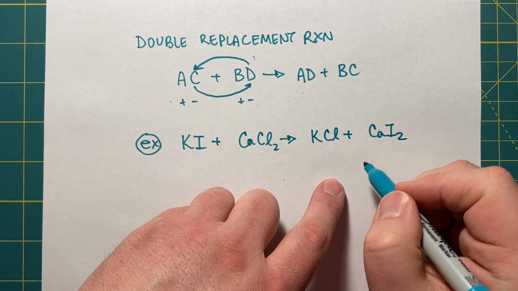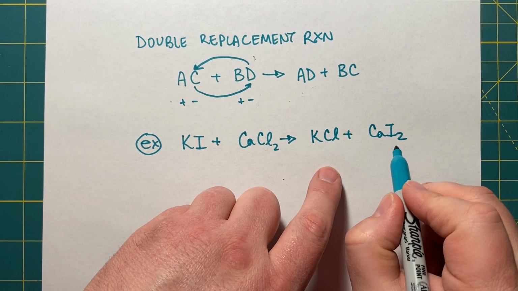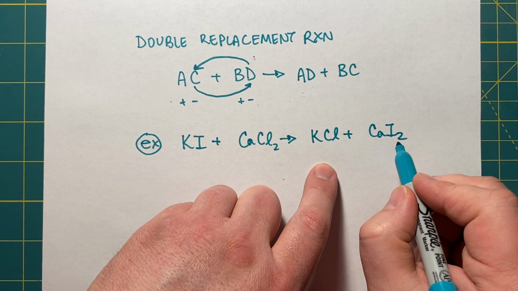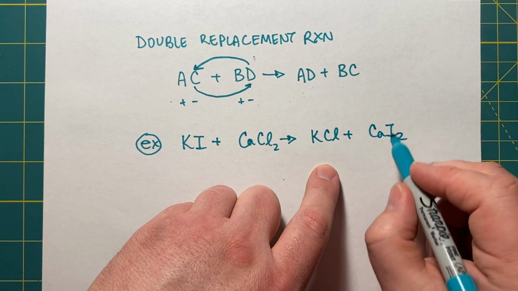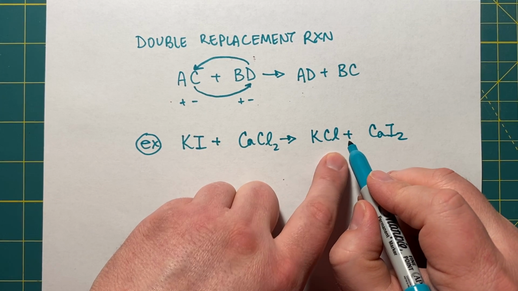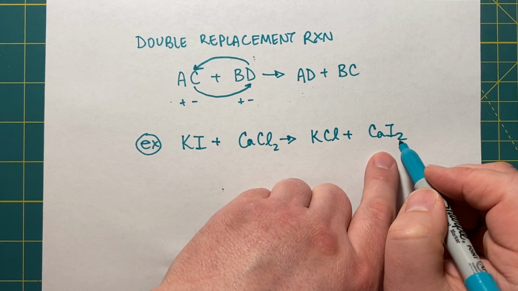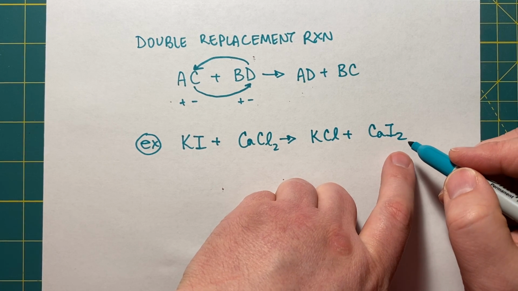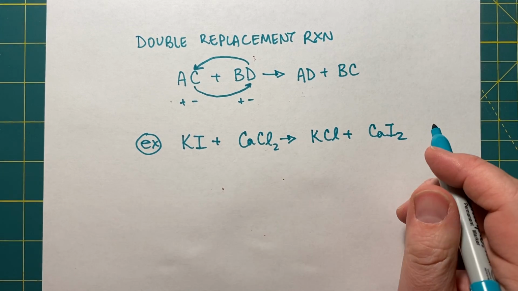Just a reminder that when you are combining ions into ionic compounds, you always need to look at the charges to know how many of each to include in the formulas for the compounds. For example, potassium is a 1 plus and chloride is a 1 minus, so it takes one of each to achieve a neutral charge for the compound. Calcium is a 2 plus, iodide is a 1 minus, and so it takes 1 calcium and 2 iodides to get to that neutral charge. I need all those pluses and minuses to cancel each other out.